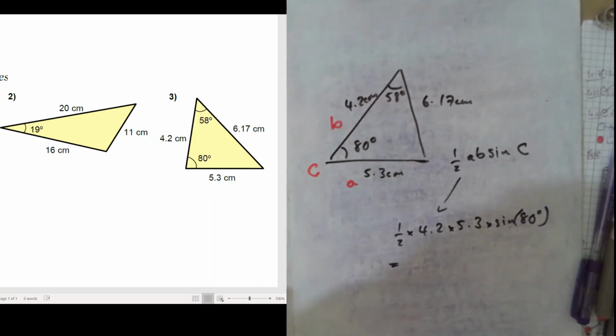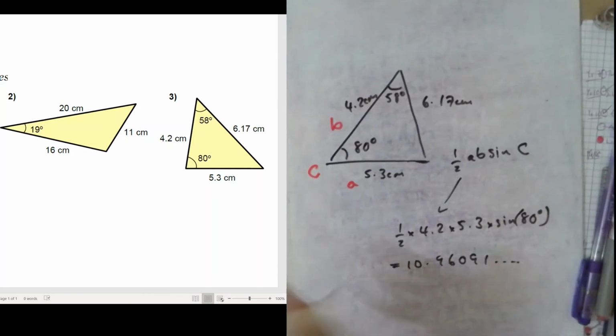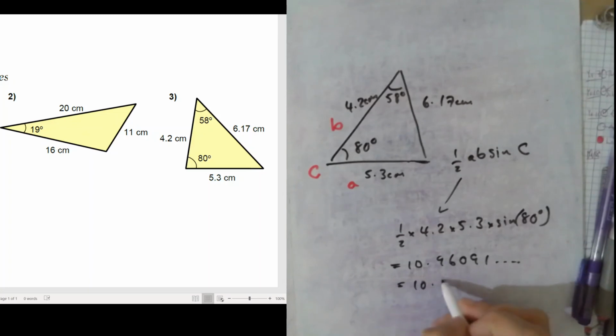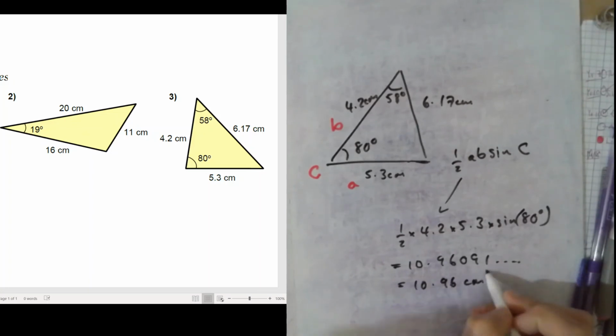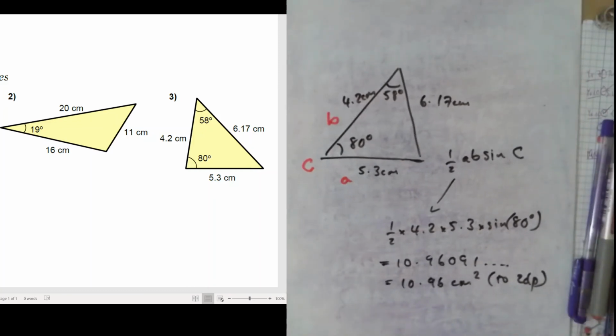Okay, so 4.2 times 5.3 times sine 80 degrees. 10.96091 dot dot dot. Okay, so you have 10.96 centimeters squared to 2 decimal places. Okay, hopefully that should make sense.